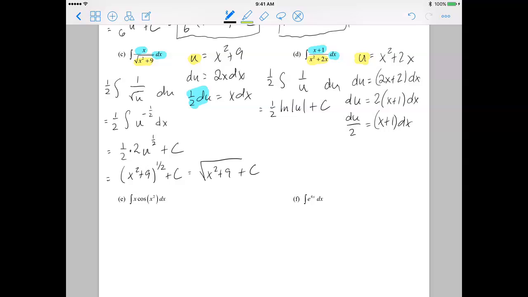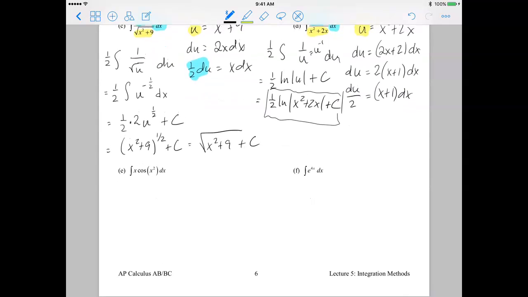And just to reiterate why that is, remember that this is u to the negative 1. And if I try to increase the exponent by 1 and divide, I can't do that because I'd be dividing by 0. And that is how you should think about why you need to use the log rule as opposed to the power rule. Okay, so our final answer here is going to be 1/2 the natural log of the absolute value of x squared plus 2x, and then plus our c.